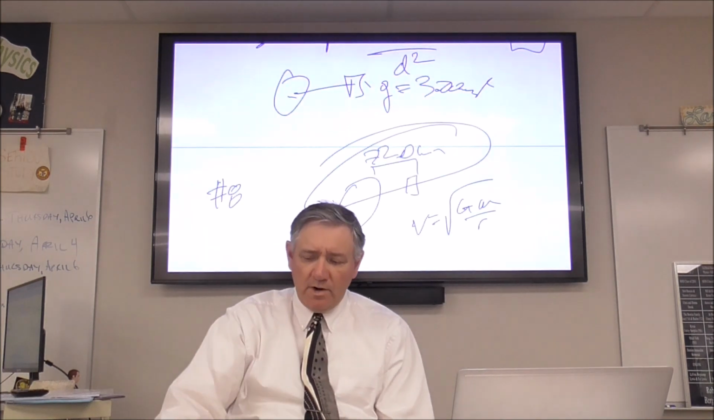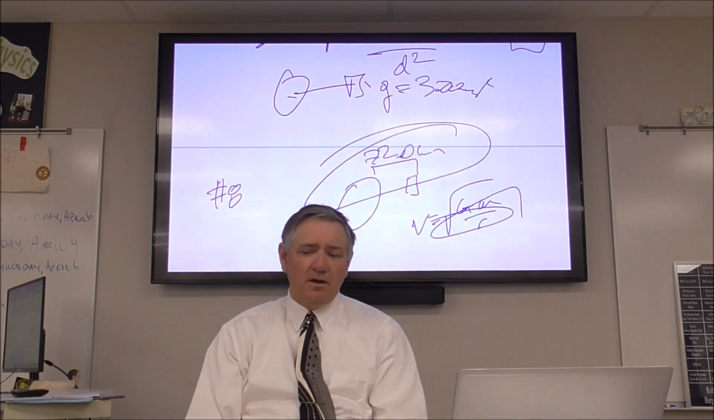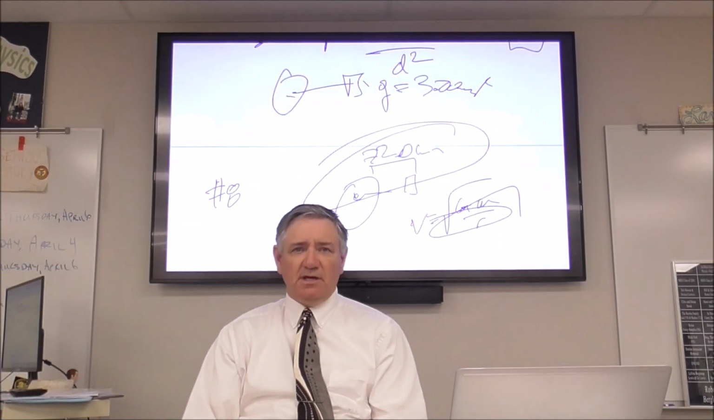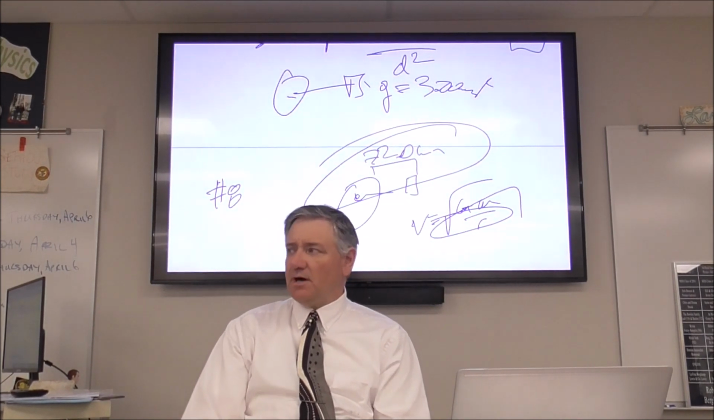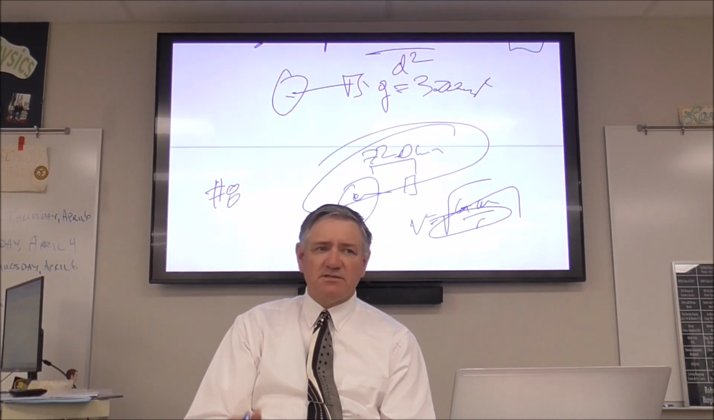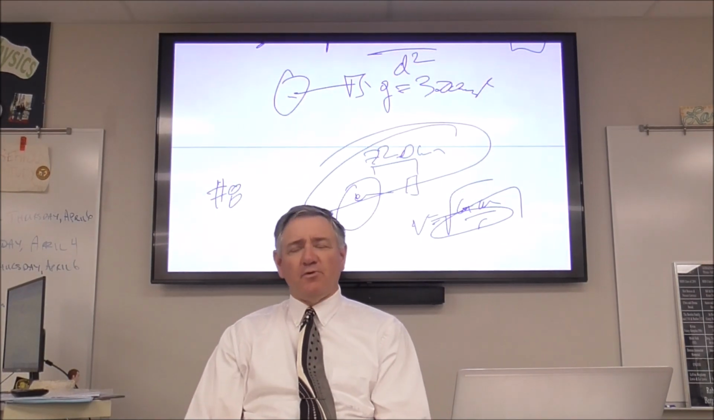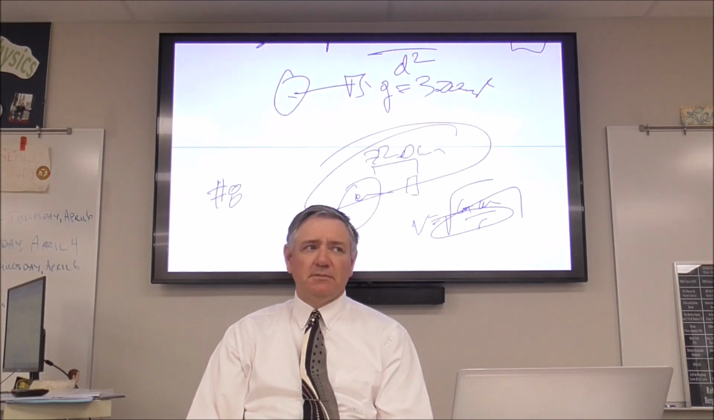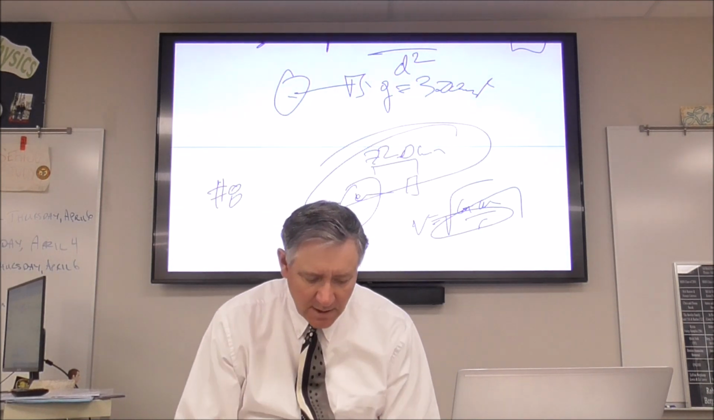Now, where does that r have to be measured from? The center. From the center of the moon out to that point, and that distance has to be in meters. So you need to take 72 kilometers, add that to the radius of the moon, change that into meters, and there you go. What should be your order of magnitude for that velocity on number 8? 10 to the third.